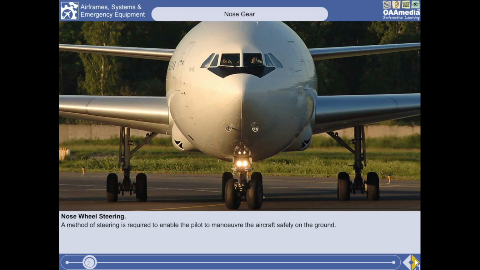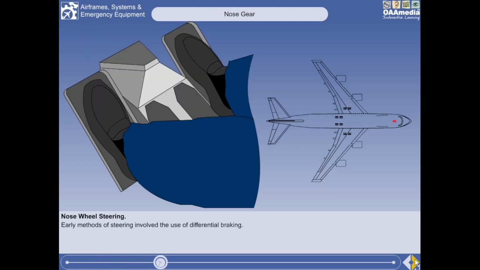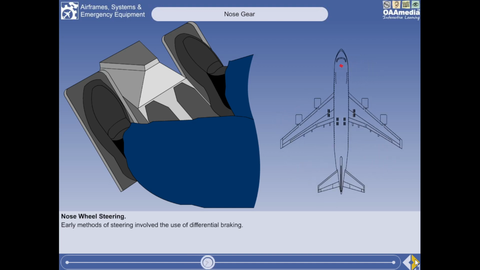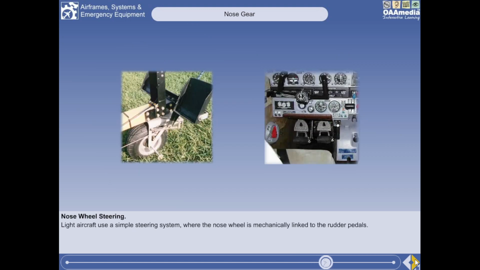A method of steering is required to enable the pilot to maneuver the aircraft safely on the ground. Early methods involve the use of differential braking in conjunction with a castering nose or tail wheel. This method is used on modern aircraft in the event of nose wheel steering system failure. Light aircraft use a simple steering system, where the nose wheel is mechanically linked to the rudder pedals.